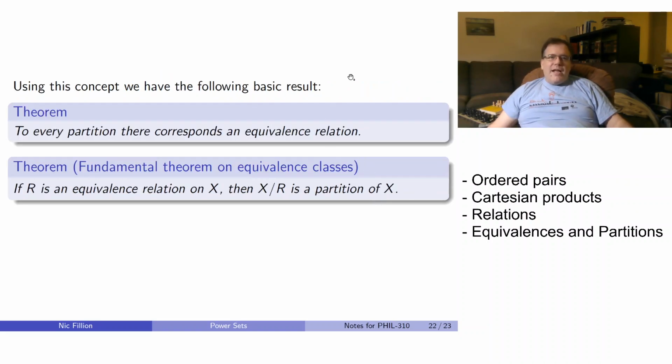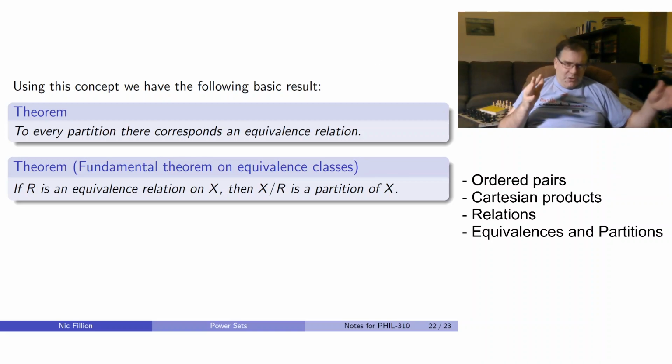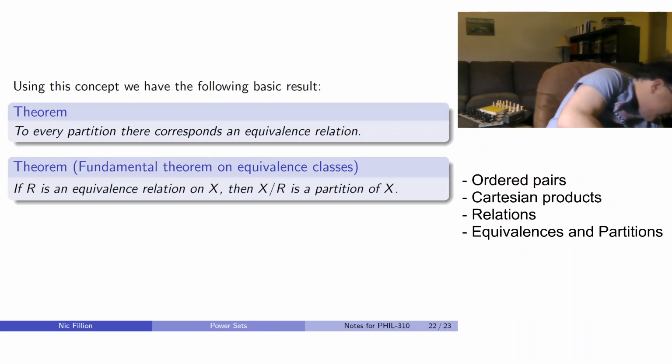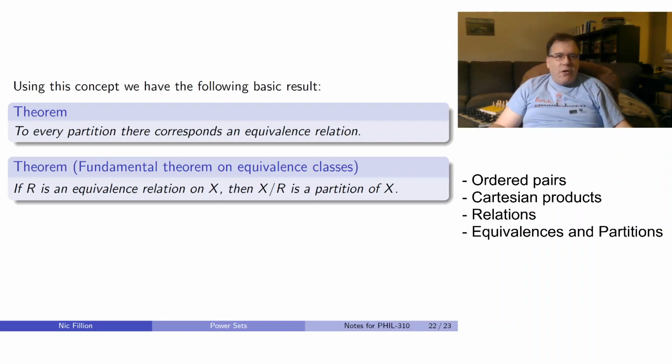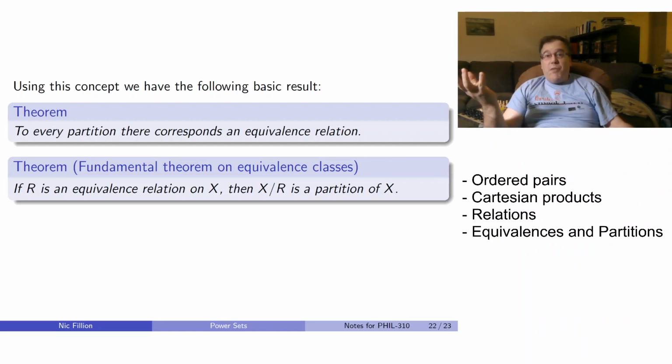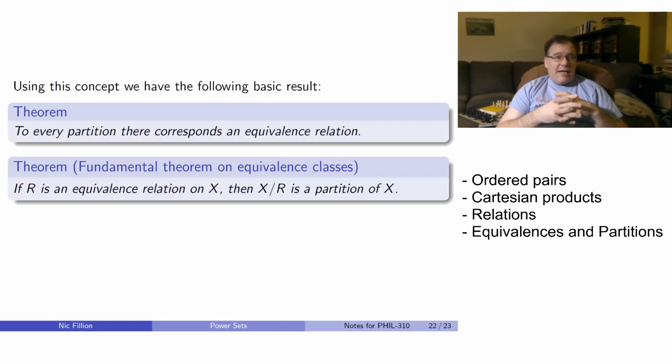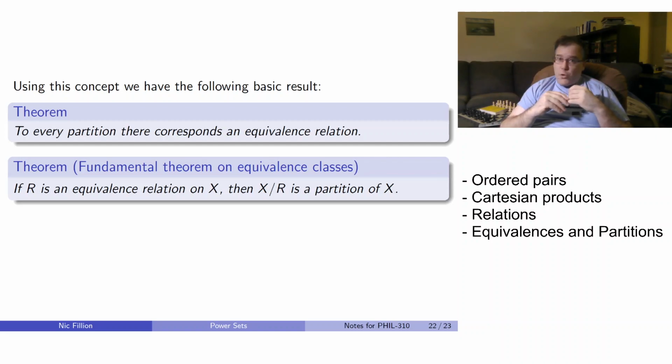All right? And then after defining a partition in that way, we can say the following fundamental theorems that relate partitions and equivalence classes. So to every partition, there corresponds an equivalence class. I give the short proof in the notes.